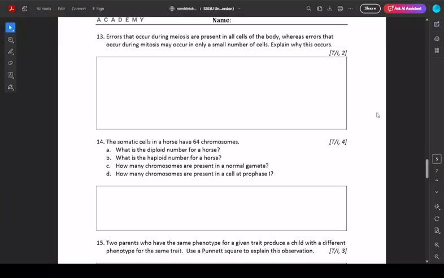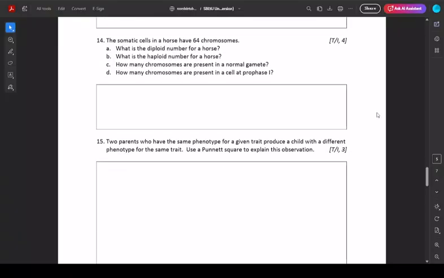Haploid number is 32. How many chromosomes are present in a normal gamete? Okay, so the normal gamete should have 32 because it has half, and prophase 1 should have 64 since the chromosomes got duplicated, but they're not separated.